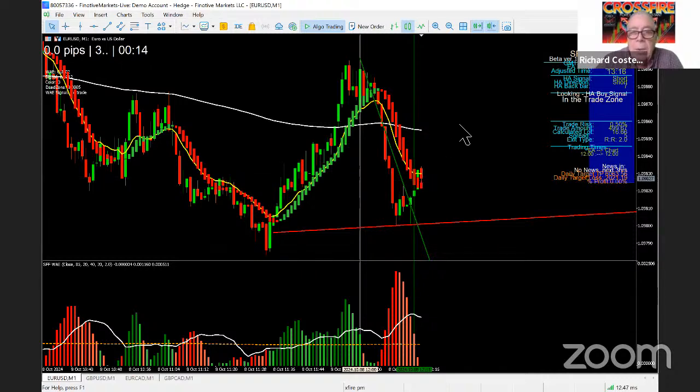So if you're looking at the screen now, you'll see that actual price is above the green trend line.